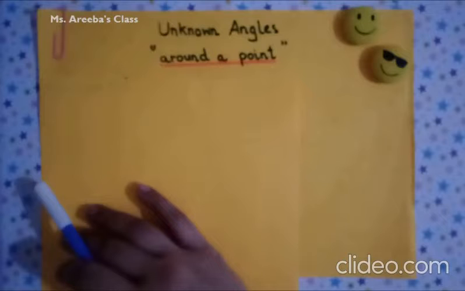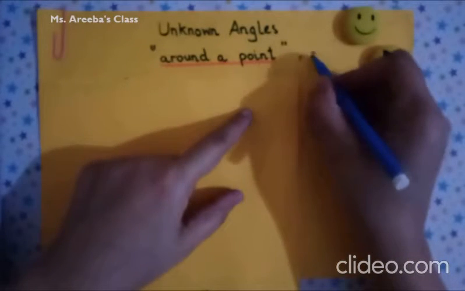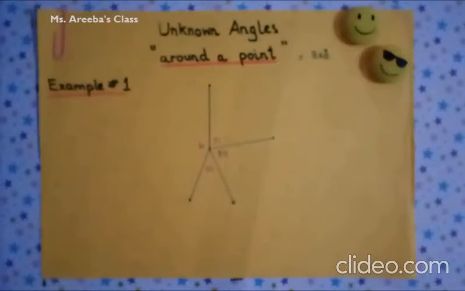Today we are going to find unknown angles, and we will see different examples of how to find unknown angles around a point. We have already discussed in our previous video that the sum of angles on a point is equal to 360 degrees.